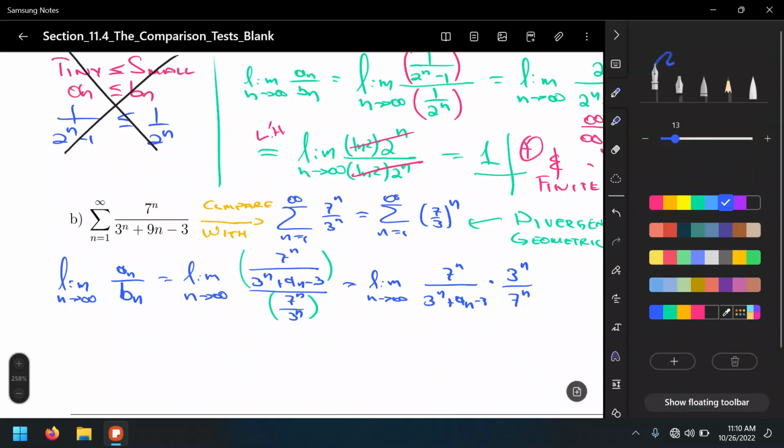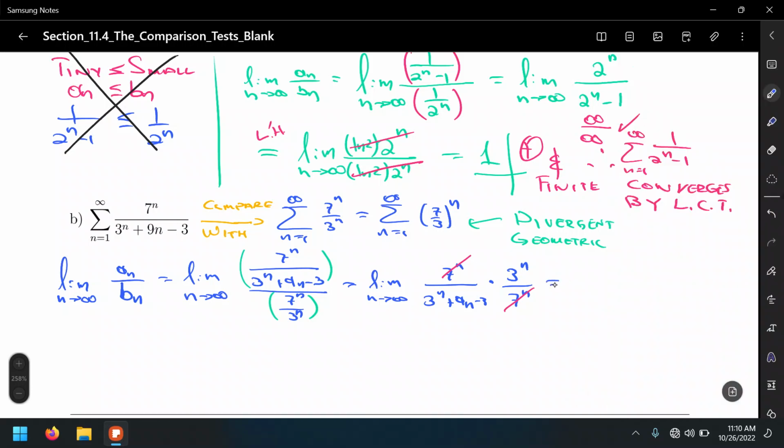All right, so at this point we may go about canceling 7 to the n. It's not a lot, but at least it's something to simplify. And that's going to leave us with limit as n approaches infinity of 3 to the n over 3 to the n plus 9n minus 3. And well, let's go about this limit.